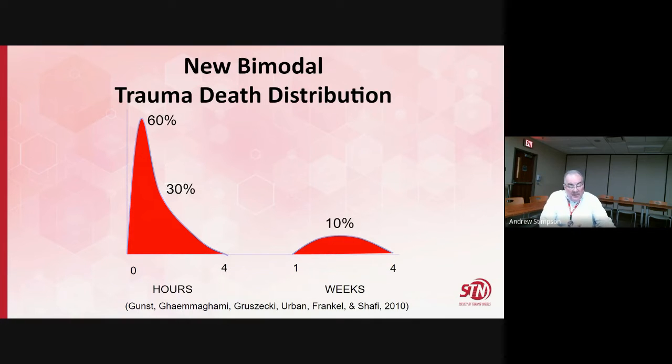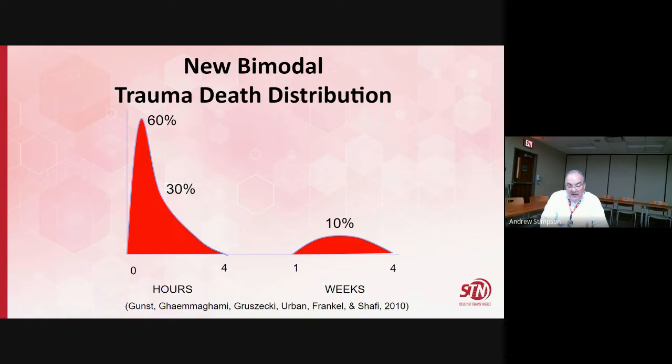More recently, however, as we've looked at this, we see that it's really a bimodal trauma death distribution. So in that early 60%, we still have people who have non-survivable injuries, and this includes, by the way, people that are dead at the scene. So this includes massive head trauma, massive hemorrhage.